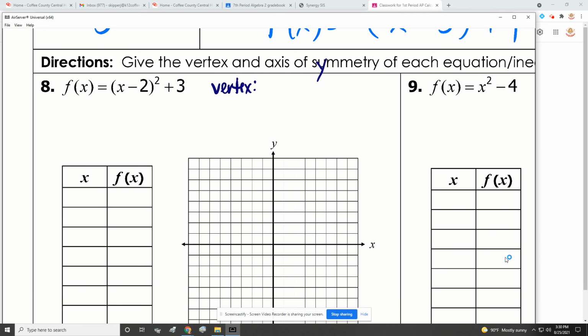So remember, for the vertex, you look inside the parentheses and you change the sign. So if there's a minus 2 there, the x part of the vertex is 2. And then the y part comes from out here. Okay. And then for the axis of symmetry, it's always x equals the x part of the vertex. So x equals 2.